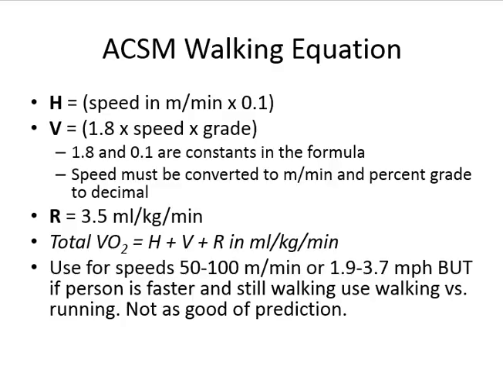Then you plug in your numbers and you calculate. Your speed, again, has to be meters per minute, and the grade has to be a decimal. And then you add your resting component, which is easy because that's 3.5 milliliters per kilogram per minute. So add up your horizontal, your vertical, and your resting to get your total VO2. There's no reason why you can't get this type of straightforward calculation correct.